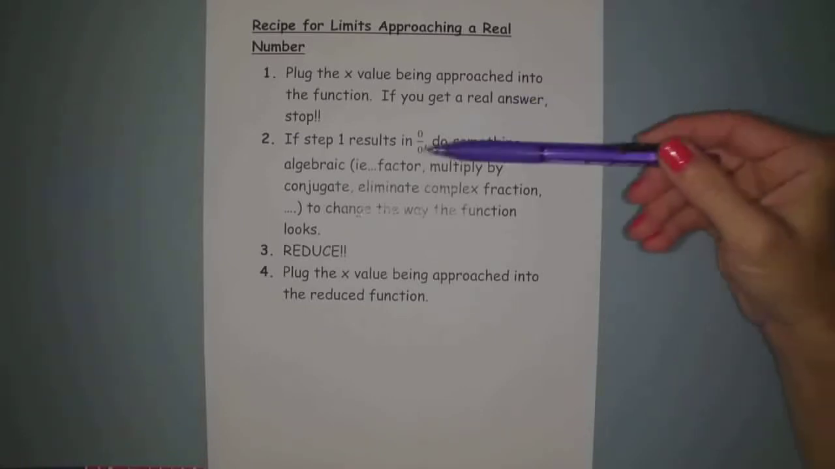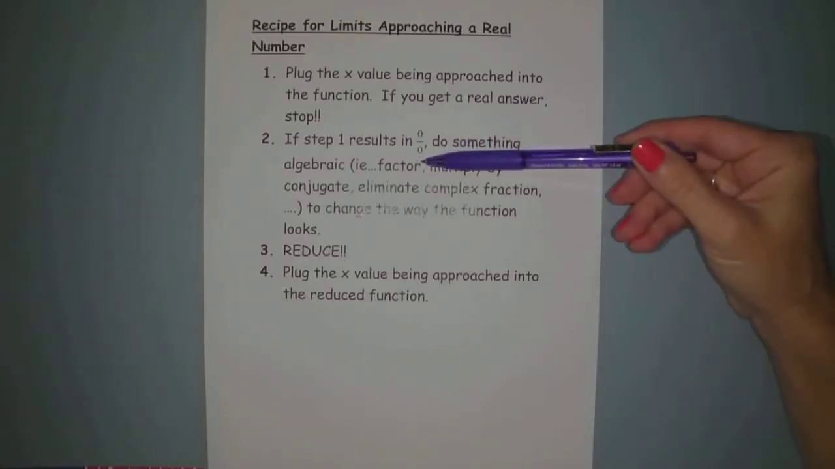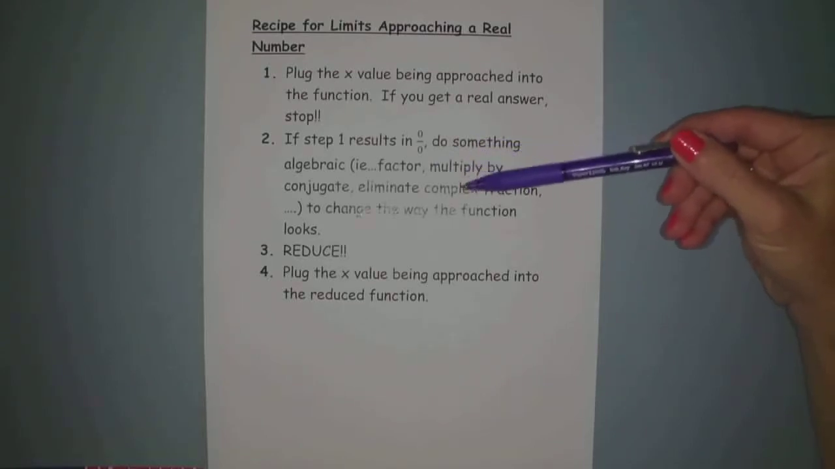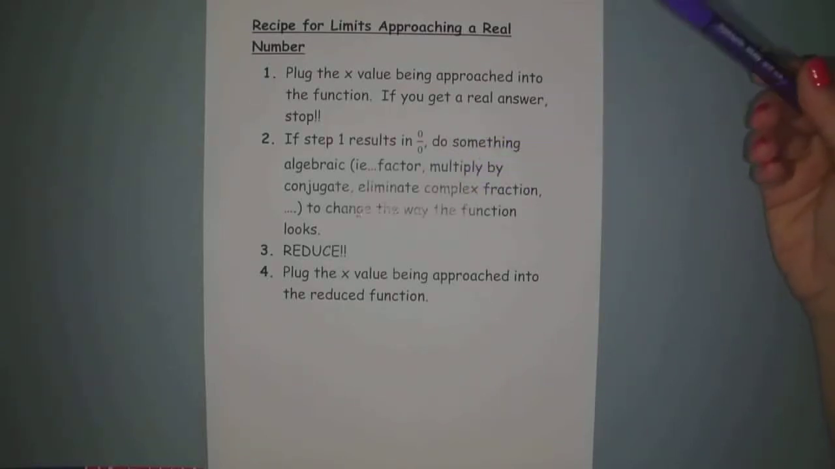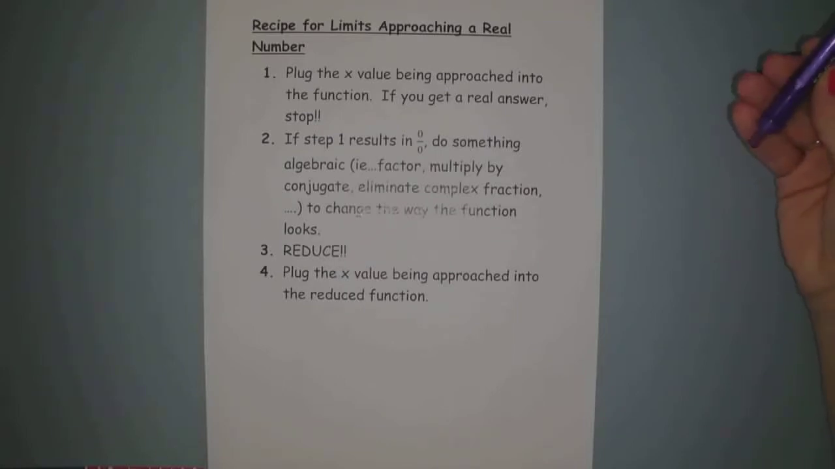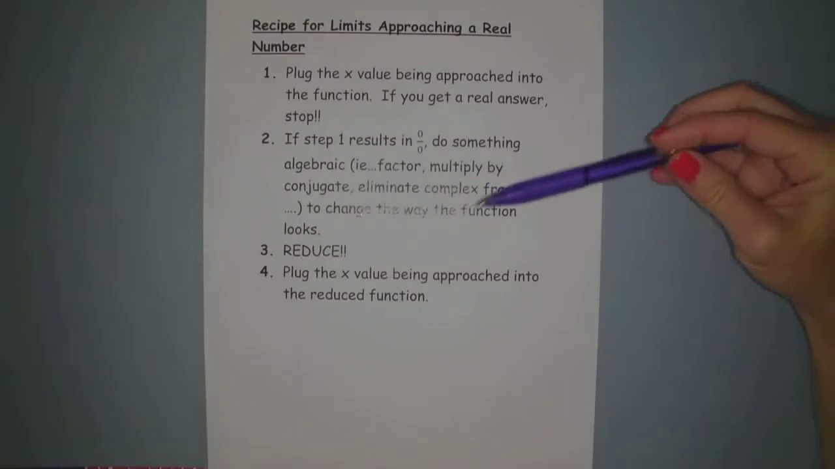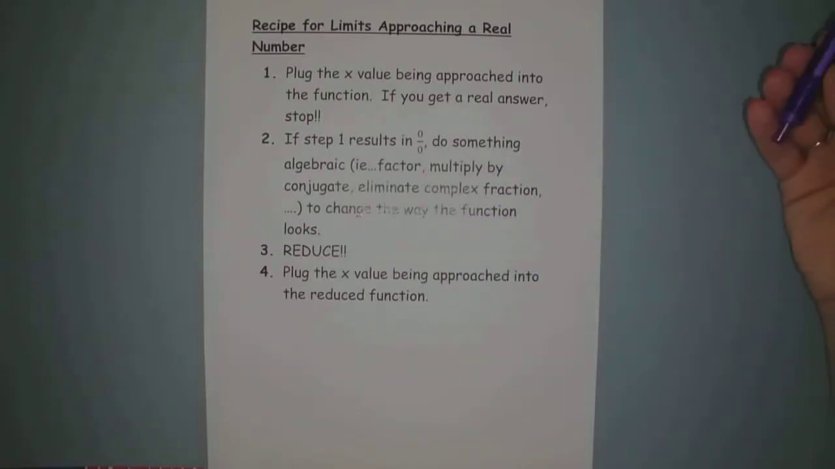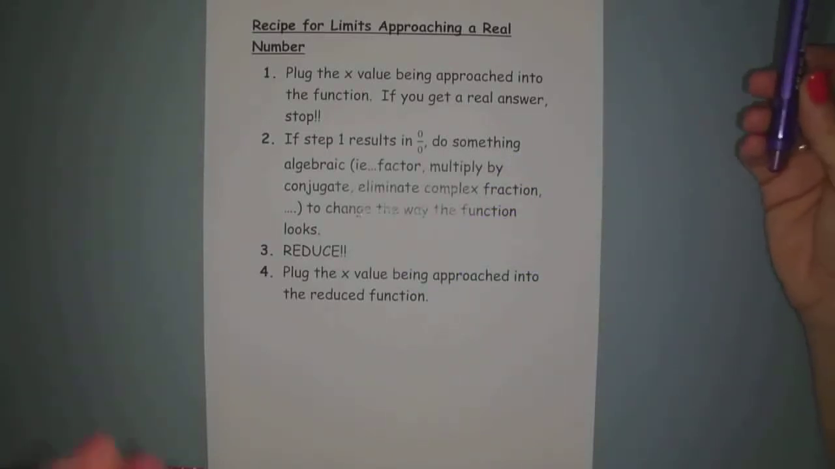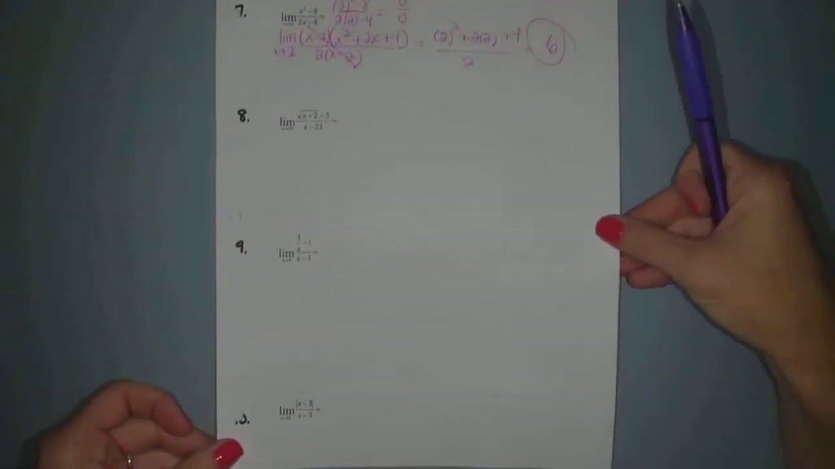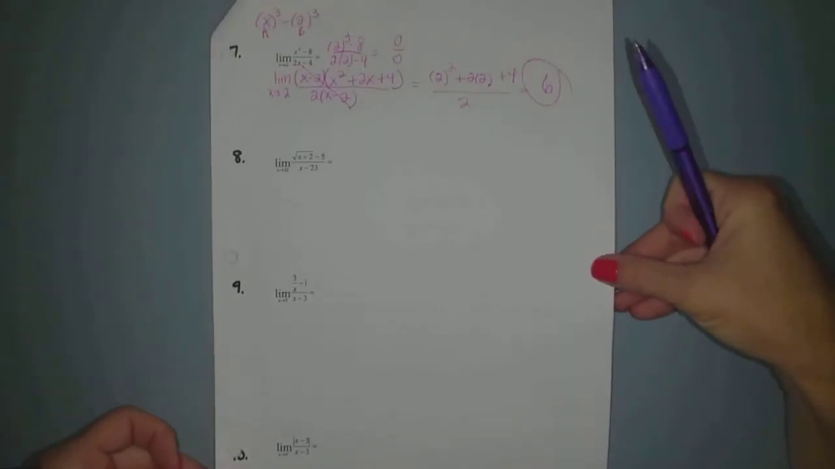Now, yesterday, we mainly worked on factoring. Today, we're going to get into these other two listed ideas here, multiplying by the conjugate and also eliminating the complex fraction. So we'll look at those, and then we reduce, and then we plug the x value being approached back in. So if we pick up where we left off yesterday, we are going to be on example 8 here in this notes packet we were working on.